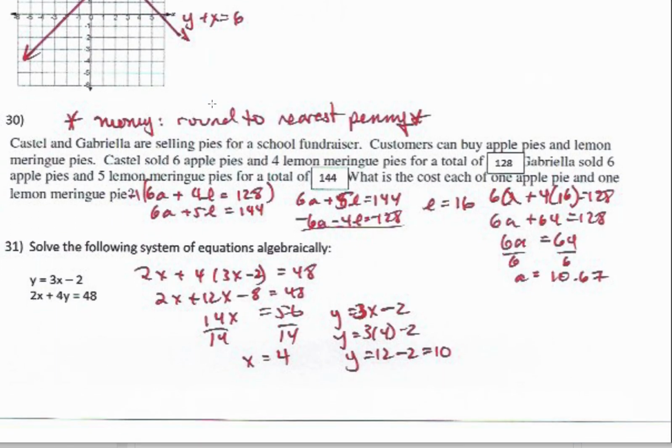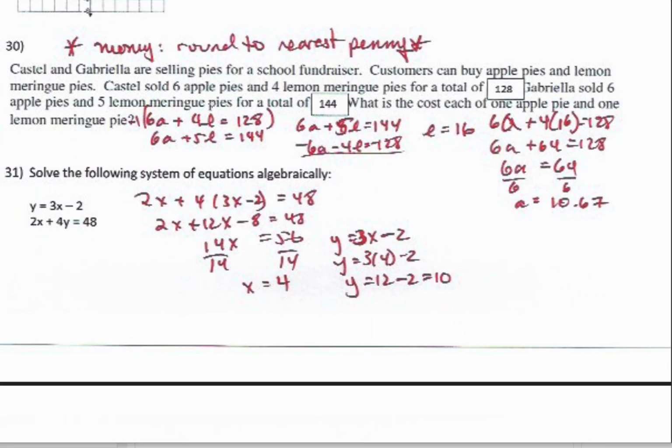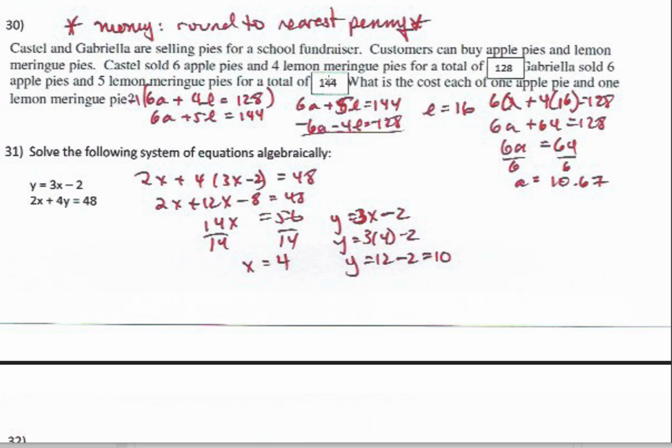Okay, number 30. You should always round money to the nearest penny. And I'm not exactly sure why this didn't work out evenly. Makes me concerned maybe I did something wrong somewhere, but I looked and I couldn't find anything the first time I looked through. 6 apples and 4 lemons is 128 bucks. 6 apples and 5 lemons is 144 bucks.